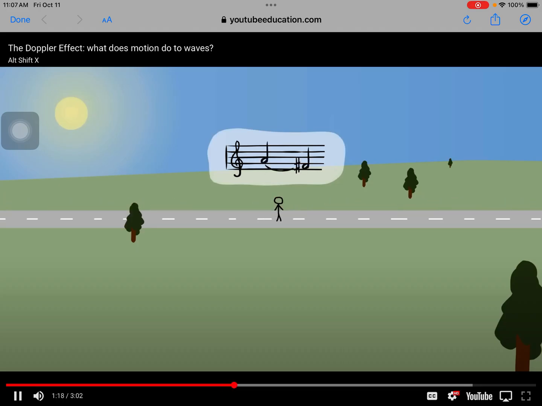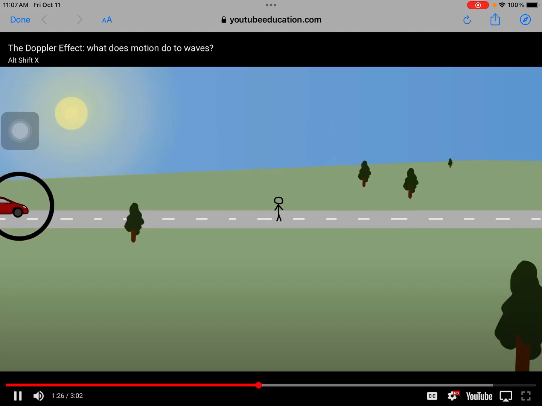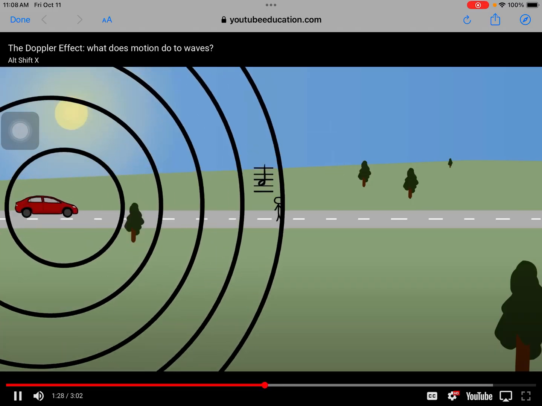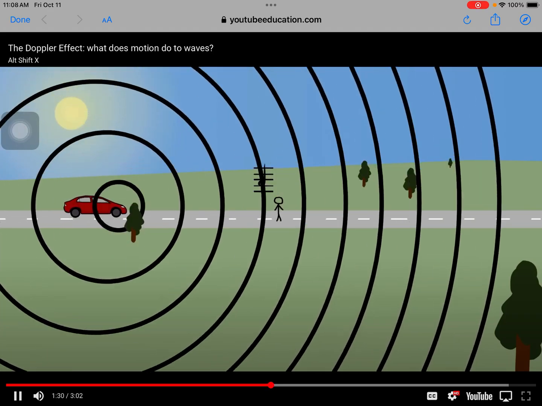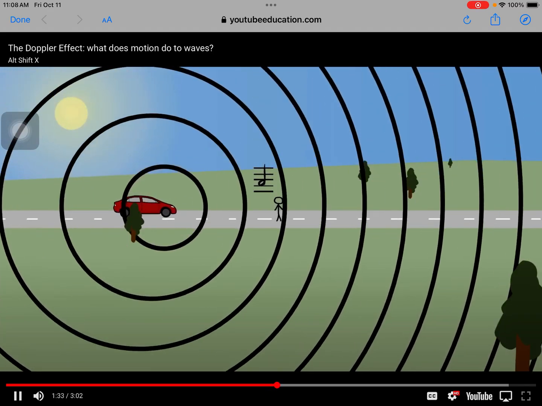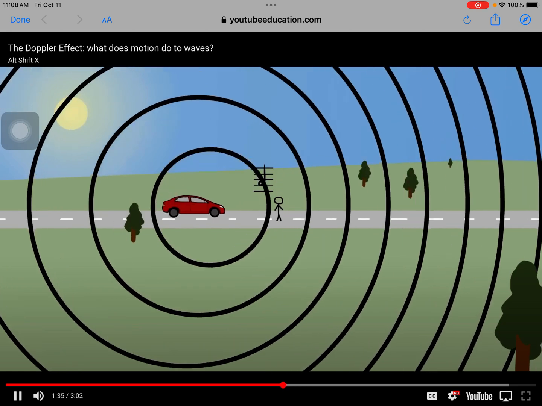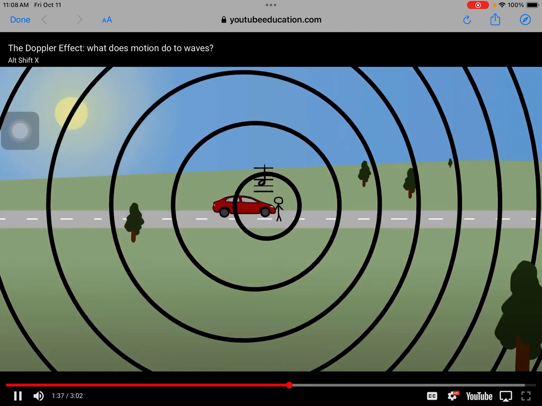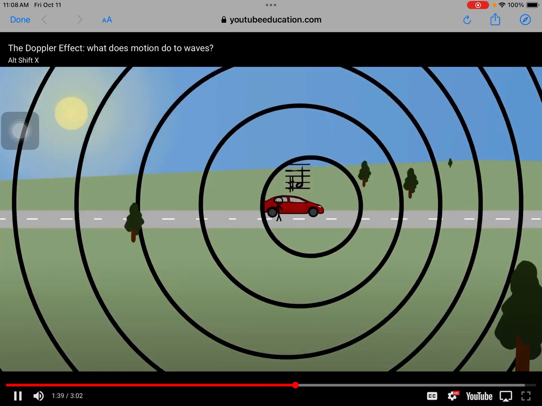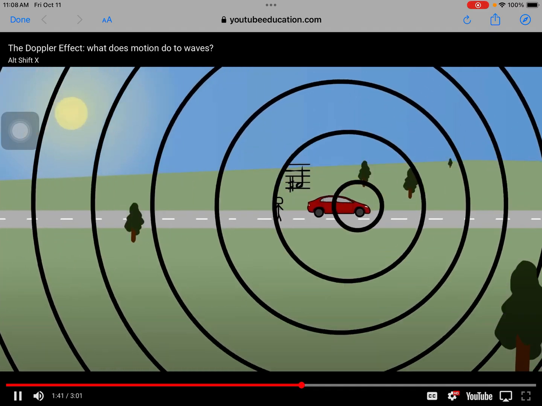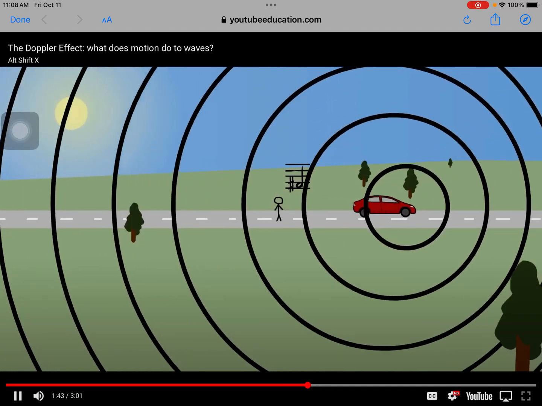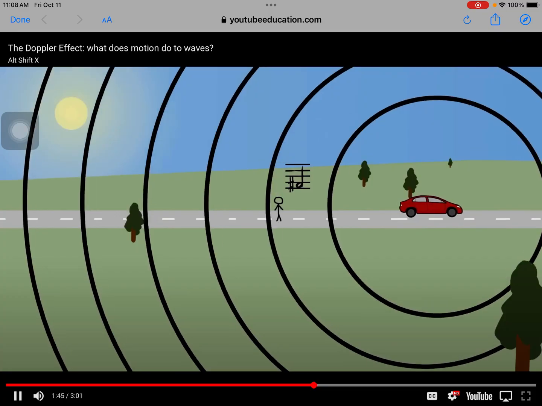So it starts at a high pitch and moves to a lower pitch, even though from the driver's perspective, the horn is playing the same pitch the entire time. So what's going on? As the vehicle's coming towards you, the sound waves that it's emitting bunch up, and so are delivered to you at a higher frequency, which you interpret as a higher pitch, because the frequency of sound waves is pitch. And then when the vehicle passes you and is moving away from you, the sound waves spread out, and so you hear them at a lower frequency, a lower pitch.